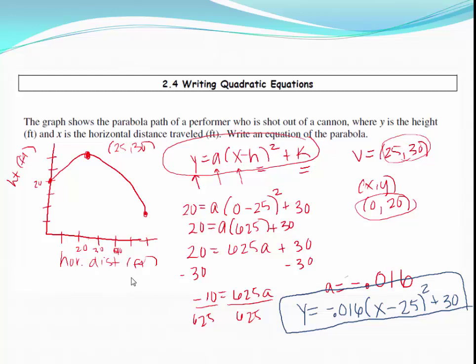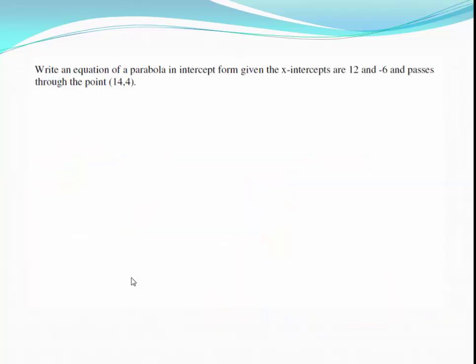The reason why I picked vertex form to begin with is because I could clearly see the vertex in the problem. This one doesn't give me a graph. It just says write an equation of a parabola in intercept form given the intercepts are 12 and negative 6 and passes through the point 14, 4. Well, let's kind of back up. Even if they didn't tell me in the directions to write in intercept form, I should have known that because it's giving me the intercepts.